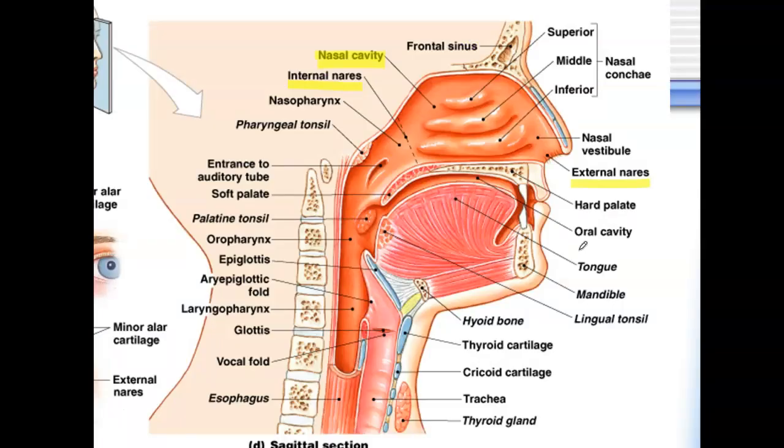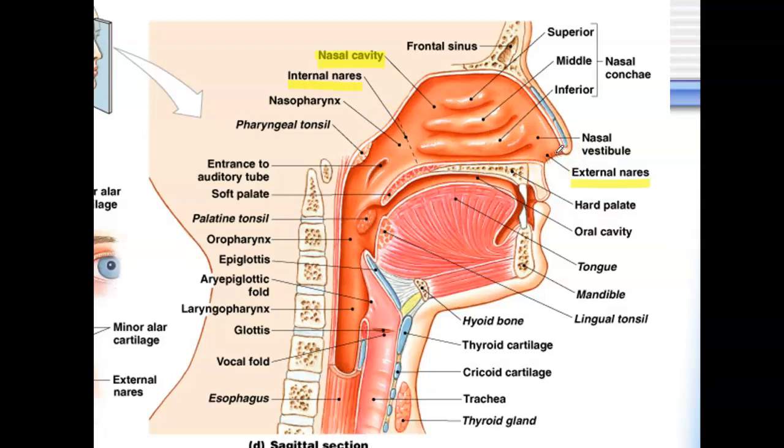So let's look here, and we would see external nares. There's that term again, right, which is nothing but nostril. You remember the nasal concha: superior, middle, and inferior nasal concha. So all this is the nasal cavity. So nasal cavity area, and then internal nares are sort of this region here beyond the actual nose.